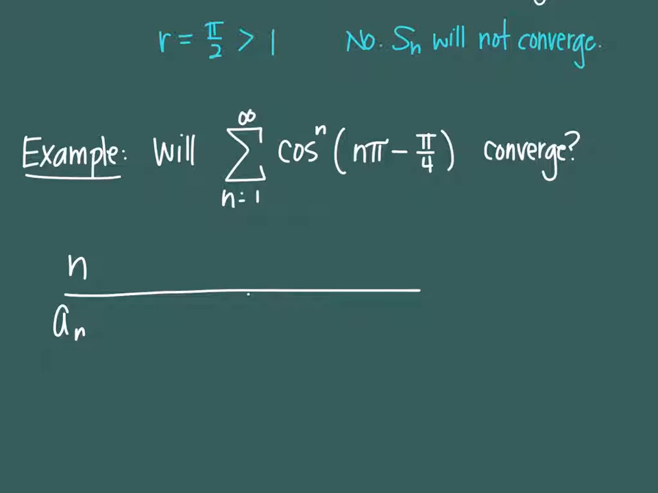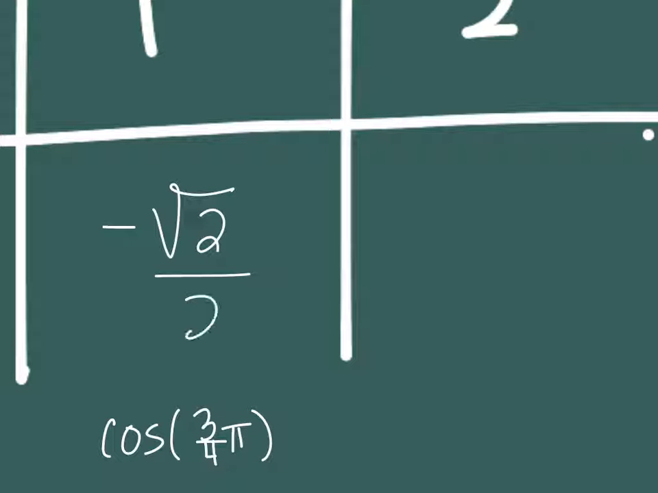And so I need to, for my own work, starting at 1, let's see what the multiplying pattern is. So if I plug in 1, what will I get? I will have the cosine of 3/4 pi, which is negative rad 2 over 2.